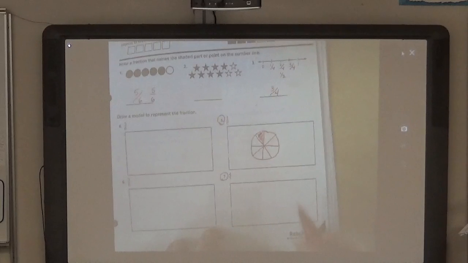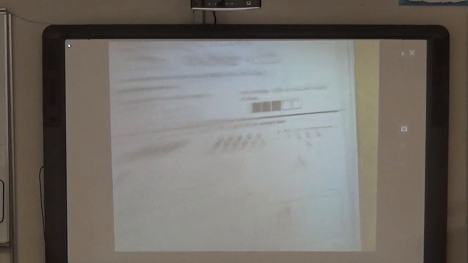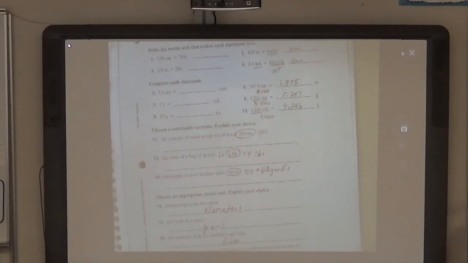That would be a good way to do sevenths, would be to draw a model. Rectangle. If we're going to cut it into 7 pieces, how many lines do we need to draw? 6 lines, yep. 1, 2, 3, 4, 5, 6. Great. Everyone following how to do fractions so far? Good.